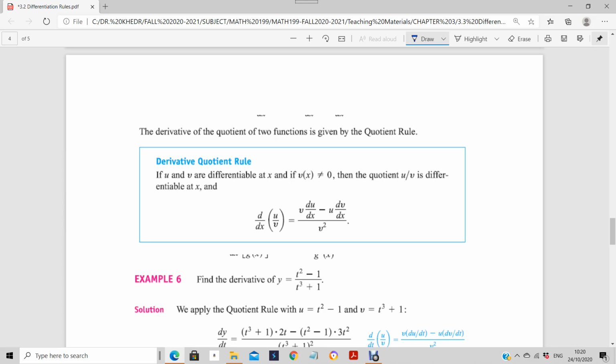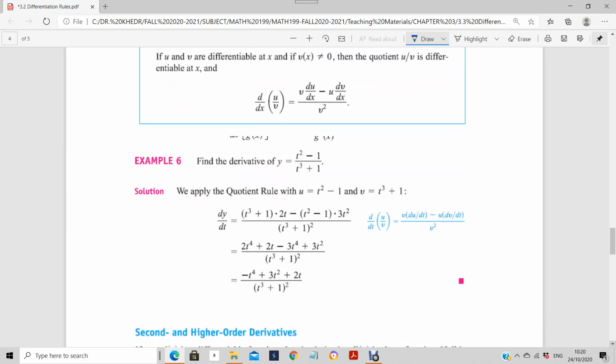So the denominator, the function v in the denominator, will be squared in the derivative, and in the numerator you multiply the denominator by the derivative of the numerator minus the numerator multiplied by the derivative of the denominator. So you have to remember this. To apply this rule, let's see this example.